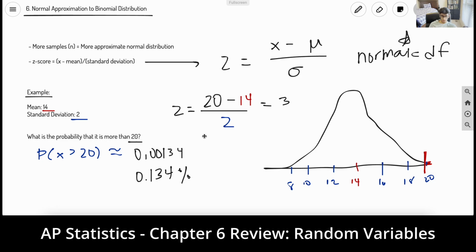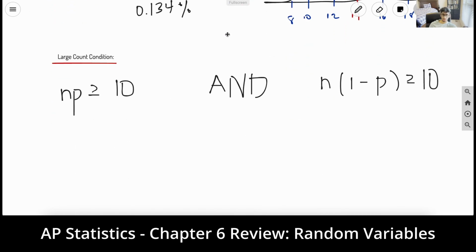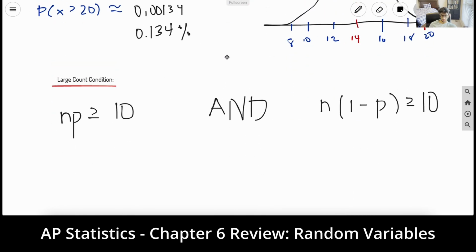But the thing that we learned new was the large count condition. This is for when you don't know if your independent events are good enough, or your sample is big enough. The way to check is that n times p has to be greater than 10. We also have to make sure that n times 1 minus p is also greater than 10. You have to make sure those 2 requirements are met.